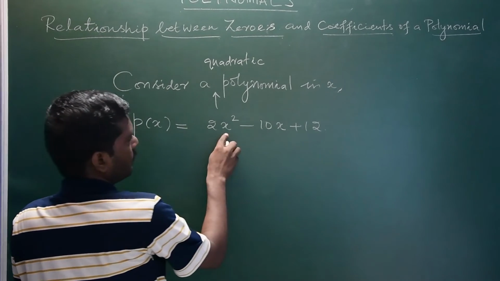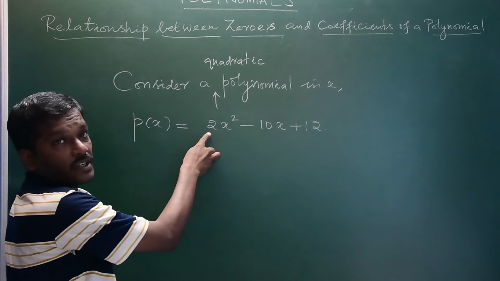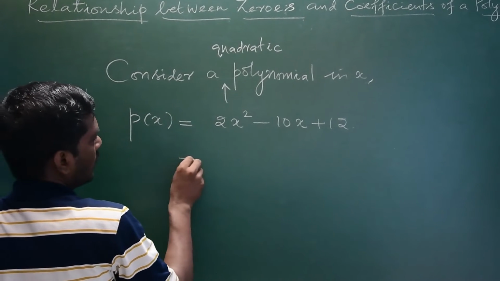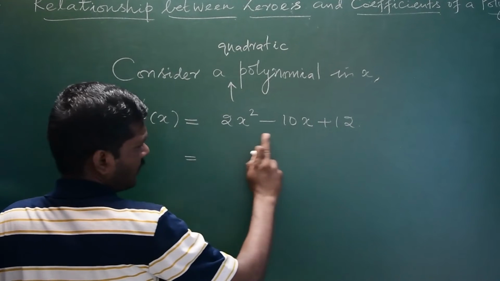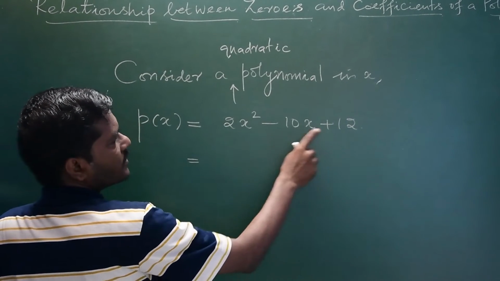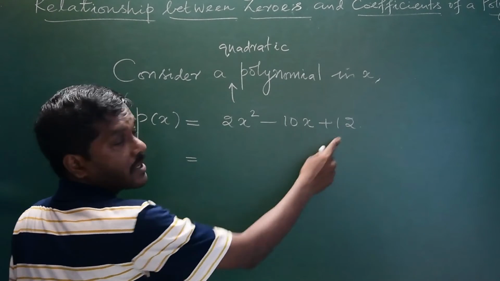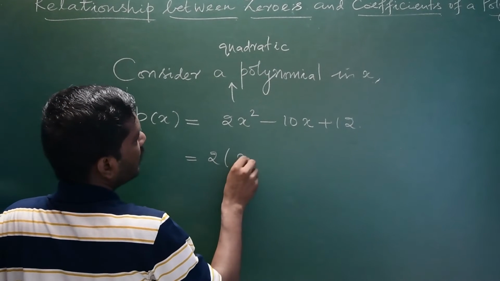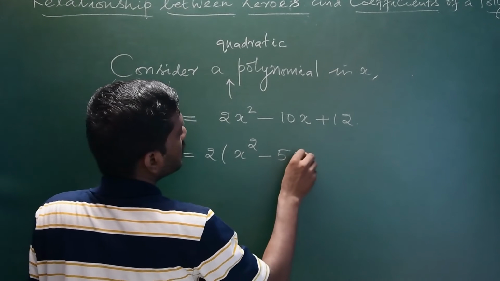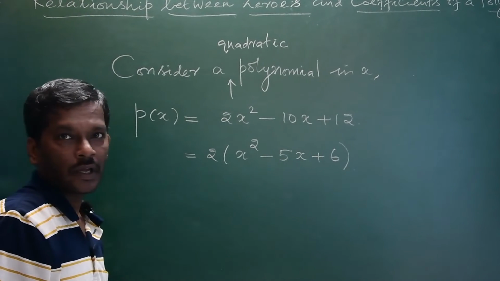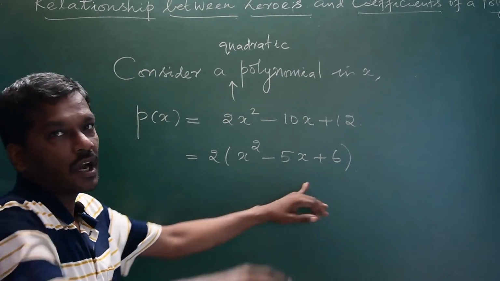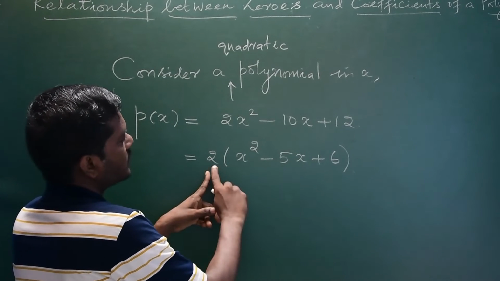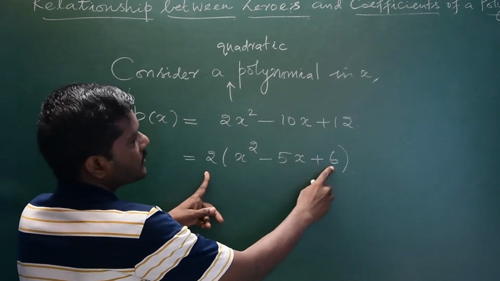This is a quadratic polynomial because x square is there with coefficient 2, which is not equal to 0. When you look at the polynomial, you see that each coefficient is an even number. So you can take 2 common, and you will be left with x square minus 5x plus 6. If you want to check, you can use the distributive property. 2 times x square is 2x square. 2 times minus 5x is minus 10x. 2 times plus 6 is plus 12.